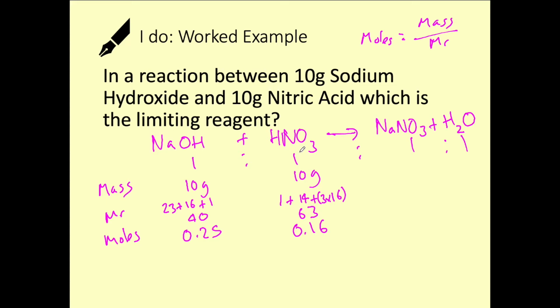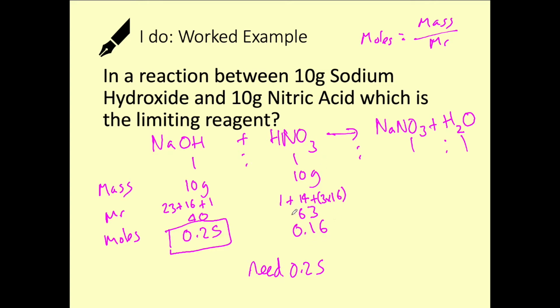So we can pick one of the substances. Let's say sodium hydroxide as it's first in our equation. So with that 0.25 moles, how many moles of nitric acid would we need to react exactly with that 0.25? Because it's a 1 to 1 ratio, we would need 0.25 moles of nitric acid to react exactly with that amount of sodium hydroxide.